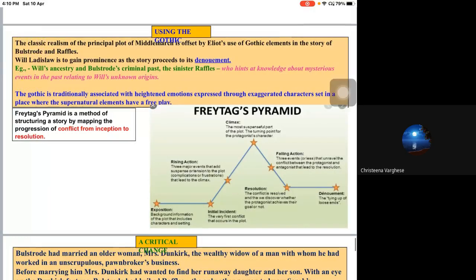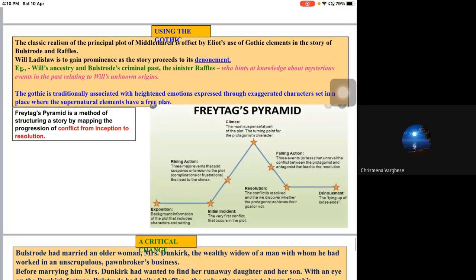Using the Gothic: the classic realism of the principal plot of Middlemarch is offset by Eliot's use of Gothic elements in the story of Bulstrode and Raffles. We discussed Gothic elements when we discussed Wuthering Heights, right? Usually it has elements of heightened emotions expressed through exaggerated characters, set in a place where supernatural elements have free play. This is typically what is meant by a Gothic setting.